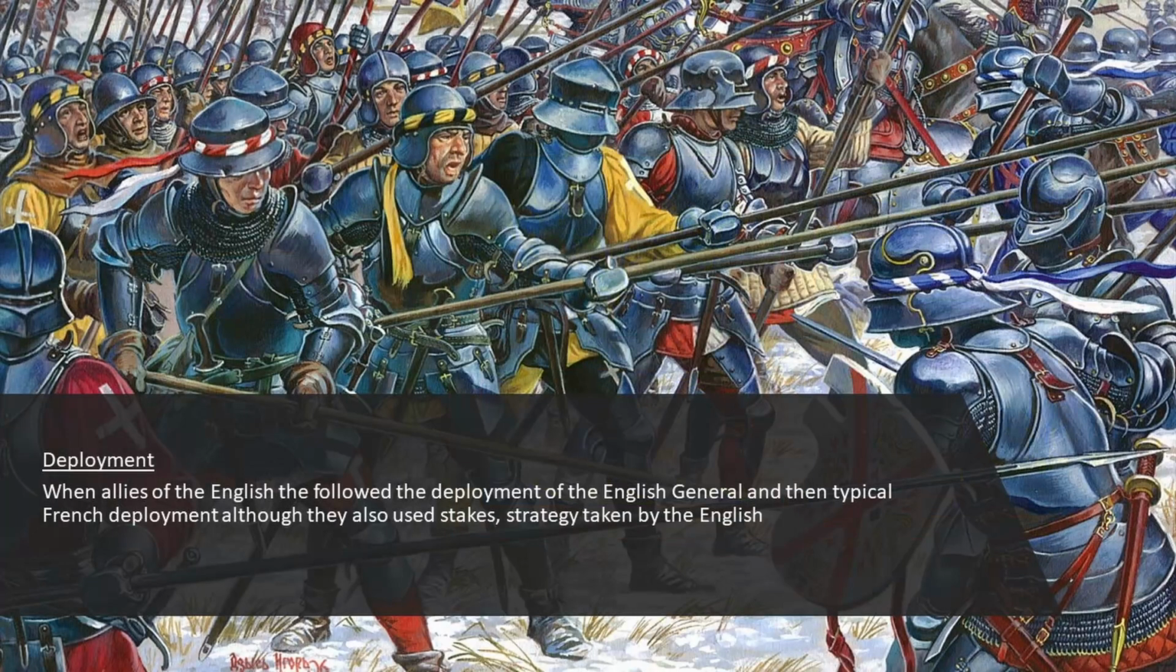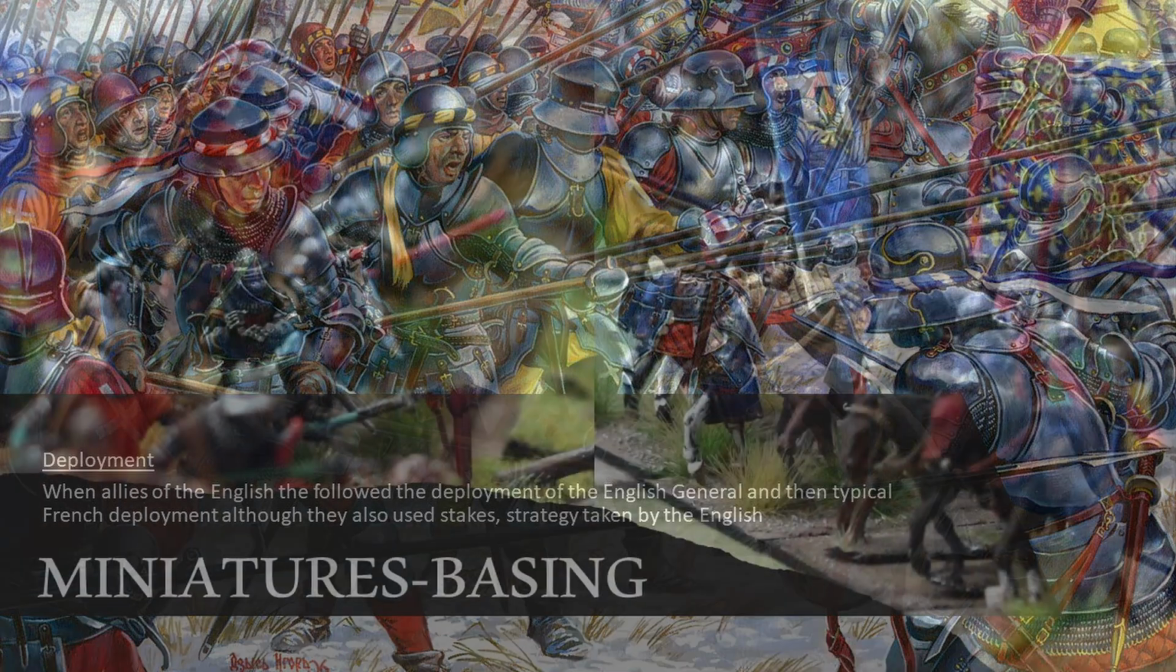And then we have the Burgundians, who were basically the allies of the English up to a point. I don't have a Burgundian army. When they were the allies of the English, they generally followed the typical English deployment behind stakes, and usually the Burgundians were men-at-arms. But eventually, when they stopped being allies of the English, they fought typically like the French. They were French, obviously, but it's known that they used stakes, a strategy taken from the English, to protect their longbowmen.